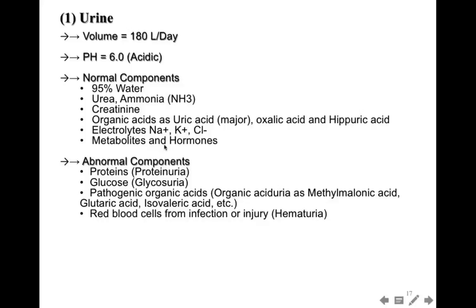Electrolytes such as sodium, potassium, and chloride, as well as metabolites and hormones, are also present in urine at standard normal levels. So you also need to keep in mind that there are some components that shouldn't be in normal urine in the first place. In fact, they might be an indication of pathological conditions, as we've said before. Glucose shouldn't be there in normal urine at any cost, and if it is, that will be called glycosuria, which is an indication of diabetes.